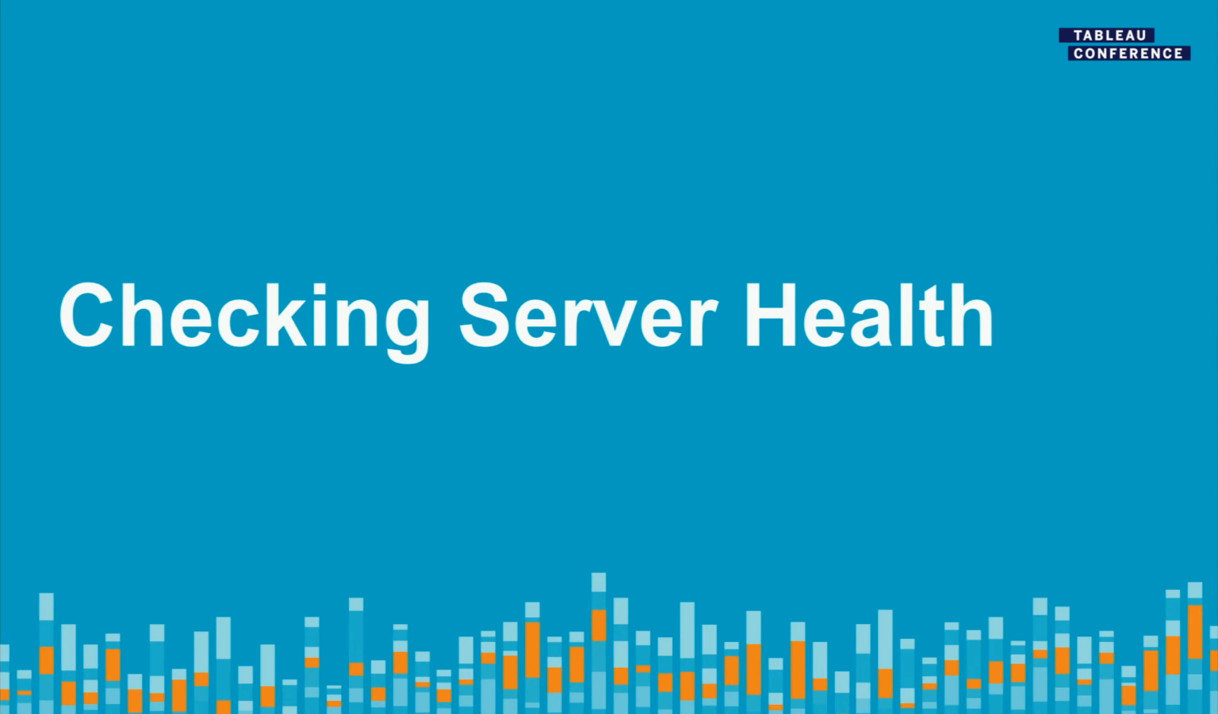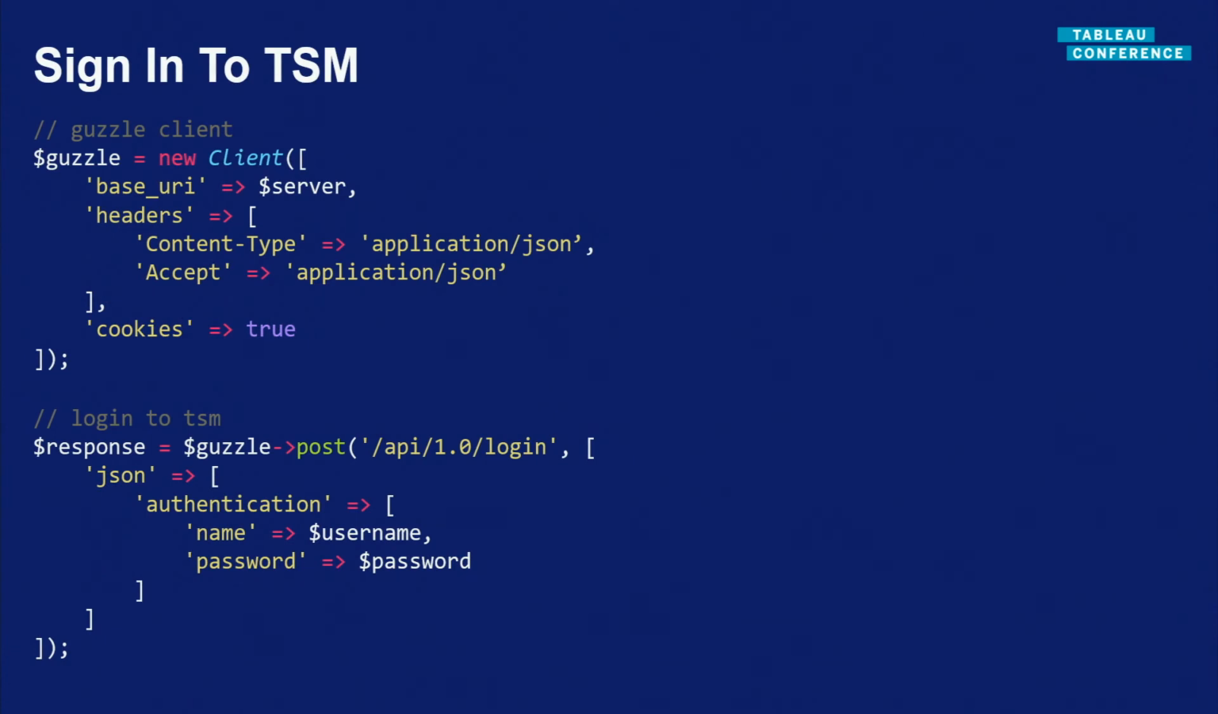So now we're going to be checking on server health. Checking server health, we're going to be using TSM, which stands for the Tableau Services Manager. Now, with our hosted solution, Tableau Online, you won't be able to access TSM. But for those who are using on-prem, you can use the TSM API to check server health. Remember what I said about REST APIs being stateless? TSM ignores all that. Sorry.